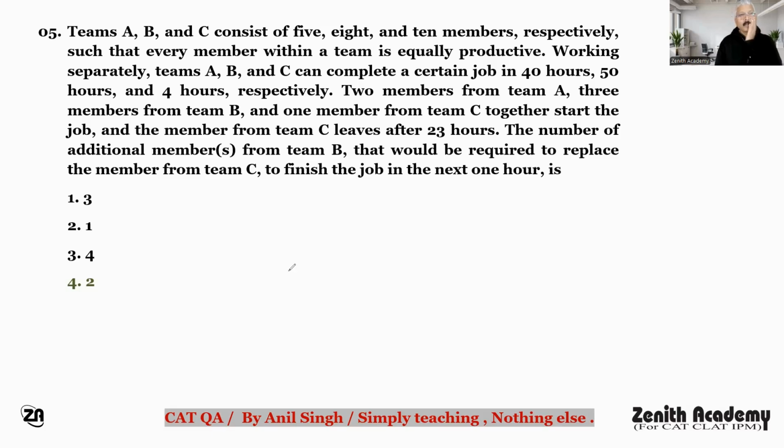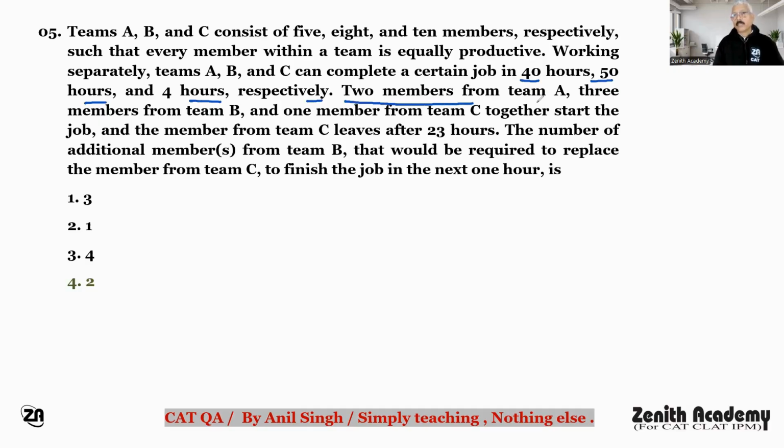Next question. Teams A, B, and C consist of 5, 8, and 10 members respectively, such that every member within a team is equally productive. Working separately, teams A, B, and C can complete a certain job in 40 hours, 50 hours, and 4 hours respectively.